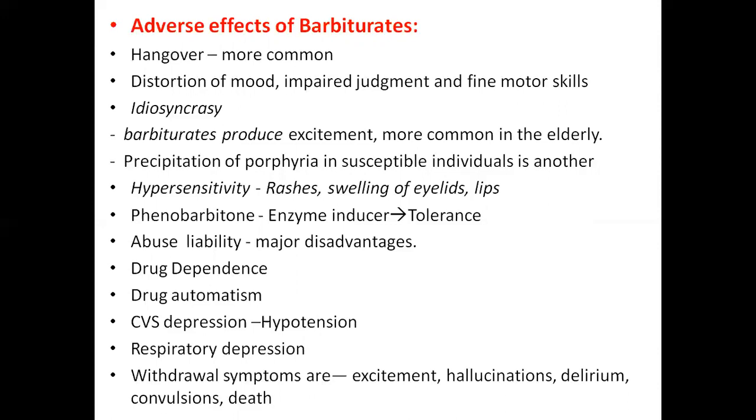Phenobarbital, because of its enzyme-inducing property, also induces the enzyme which is used for metabolizing phenobarbital itself. That will result in tolerance; both pharmacokinetic as well as pharmacodynamic tolerance can be seen with phenobarbital. Abuse liability is the major disadvantage, and it also produces drug dependence, both psychological as well as physical. Drug automatism can occur with this drug. That means once the patient takes the drug, he forgets that he has taken it, because it produces amnesia. So the patient keeps on taking the drug, and it can result in toxicity. That is what we call drug automatism.